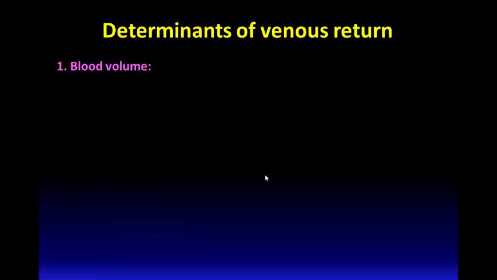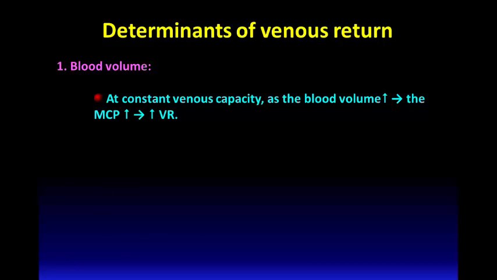So the first factor is the blood volume. We mentioned earlier in the lecture that at constant venous capacity, as the blood volume increases, the unstressed blood volume remains the same, while the stressed volume increases, and the increase in the stressed volume would increase the mean circulatory pressure, hence the venous return is increased.